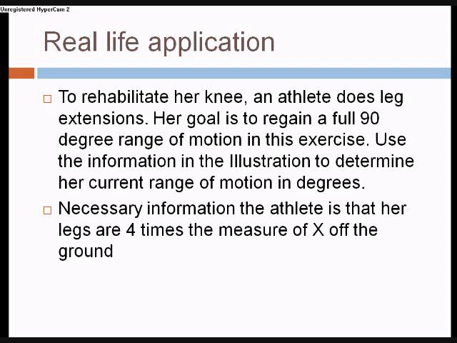So here's the problem: to rehabilitate her knee, an athlete does leg extensions. Her goal is to regain a full 90-degree range of motion in this exercise. Use the information in the illustration to determine her current range of motion in degrees.